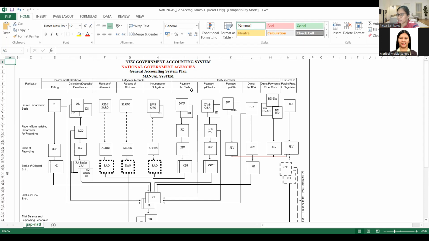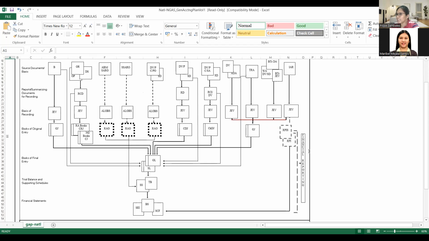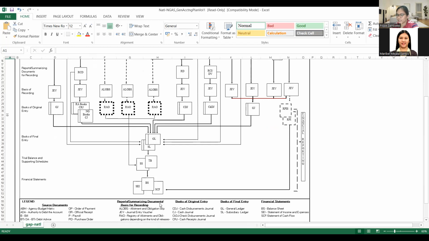Then it's either payment of cash or payment by check or payment by ADA. That's in chapter 5, actually, the next lesson. And of course, registries na tayo, and then financial reporting. Yung mga registries, nire-record din nila yun aside from the financial statements here.